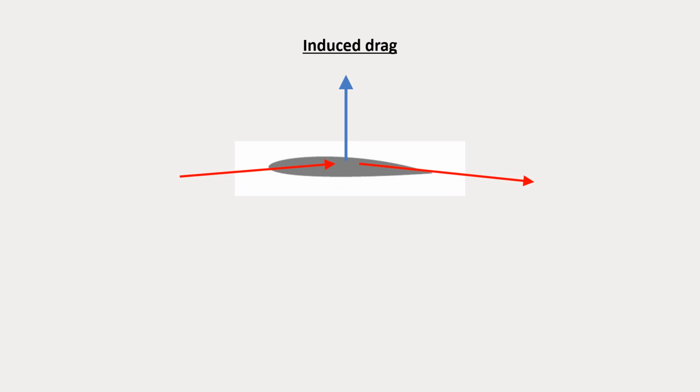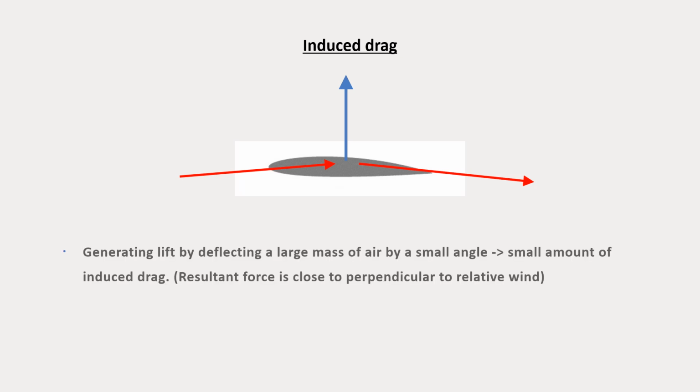So I'd like to talk a little bit more about induced drag. This picture shows the situation at a relatively high speed where the wing is deflecting a lot of air by a relatively small angle. The lift vector, or the resultant force vector, is tipped back a little bit from the relative wind, but not that much when we're at high speed, because we're only deflecting the air a small angle.